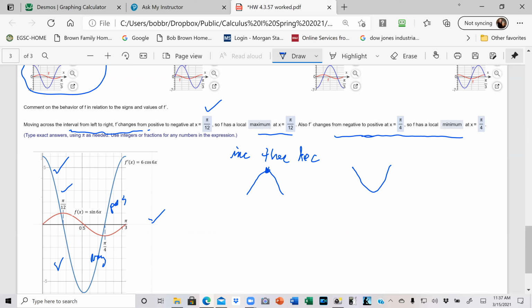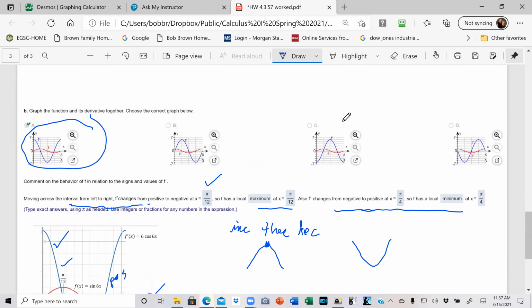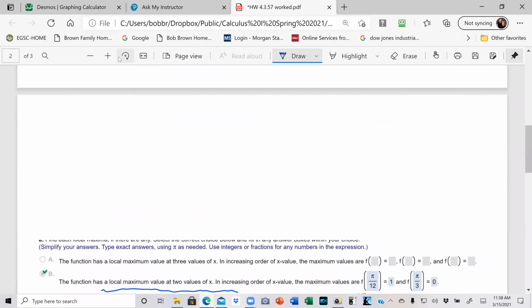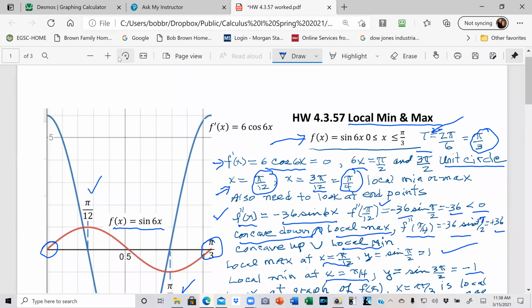So that is the homework for homework 4.3.57.